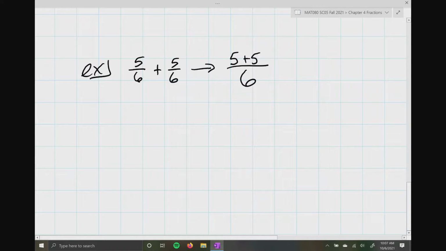There's a little step I always do. I always do that little step. Now, the only thing I've got to worry about is the numerator. 5 plus 5 is 10. How are we looking so far, everyone?